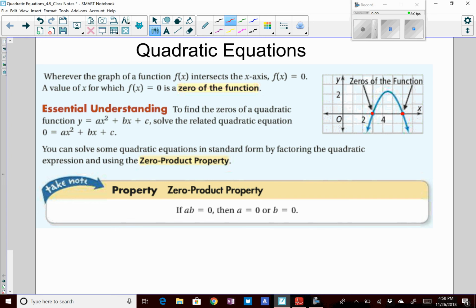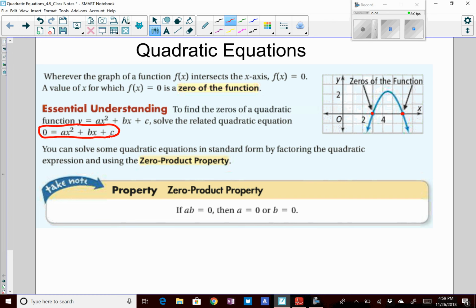So whenever the parabola crosses the x-axis or touches the x-axis is where there's a solution or a zero to the function. We could find those solutions, we could find those zeros algebraically by taking the quadratic equation and using the zero product property that we will do by factoring to find the zeros of the function.